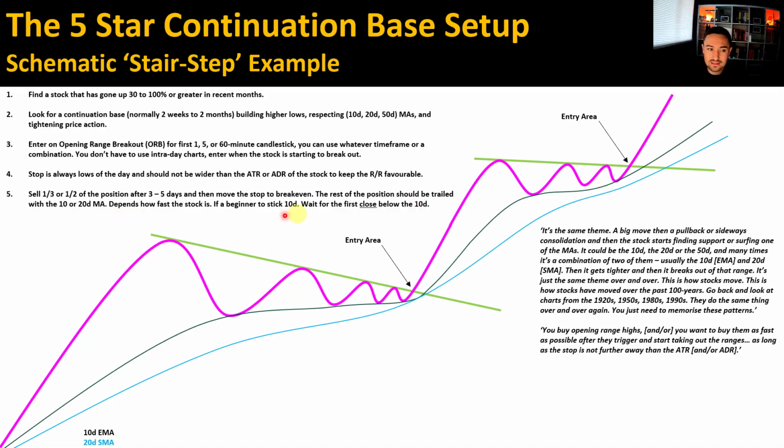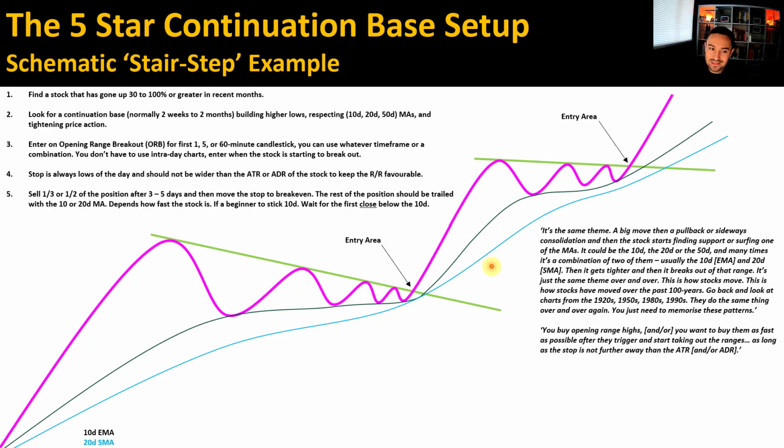If a beginner, stick to the 10-day, wait for the first close below the 10-day moving average, and you can go and read this quote over here if you like. So you are basically looking for a stock that is in a powerful uptrend, ideally showing a lot of relative strength. I'll explain the concept of relative strength. It starts going into a consolidation phase, starts building higher lows, respecting moving averages such as the 10-day, such as the 20-day. Now I use the 21-day EMA on my chart, so that's what you're going to see for the blue line when we actually go into the examples.